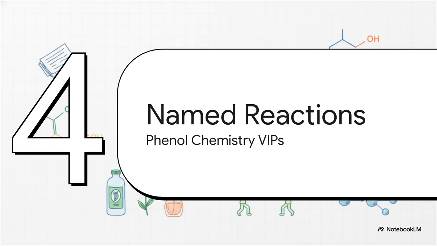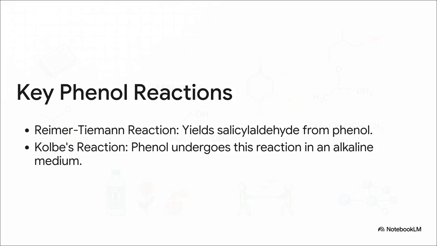Moving on to Section 5, the VIPs of phenol chemistry, important named reactions. There are 2 critically important ones you really need to commit to memory: the Reimer-Tiemann and Kolbe's reactions. The Reimer-Tiemann reaction is an electrophilic substitution that brilliantly transforms phenol into salicylaldehyde. Kolbe's reaction, meanwhile, leverages the fact that in an alkaline medium, like sodium hydroxide, phenol generates a phenoxide ion. This ion is even more reactive than phenol itself towards electrophilic aromatic substitution, which is what drives Kolbe's reaction forward.